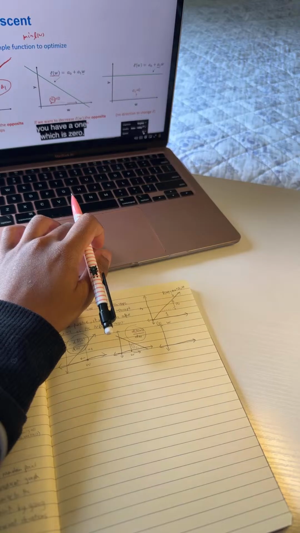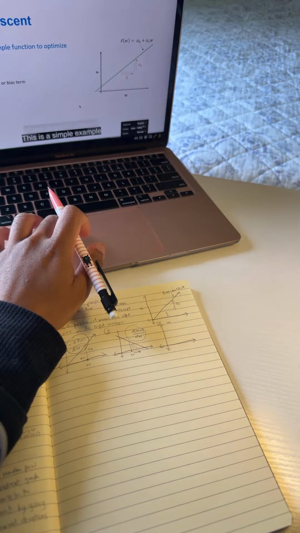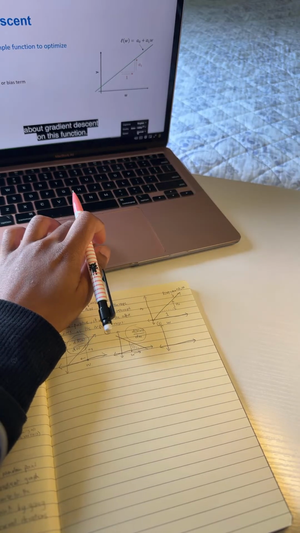A special case here, suppose you have A1 which is 0 on this one. If the gradient is 0, think about this question. If gradient is 0, that means no matter how you change W at this point, the loss function is still the same. So when we get to the point that gradient is 0, that means in the neighborhood, no matter how you change W, the loss function is the same. So this is a simple example about the gradient descent on this function.